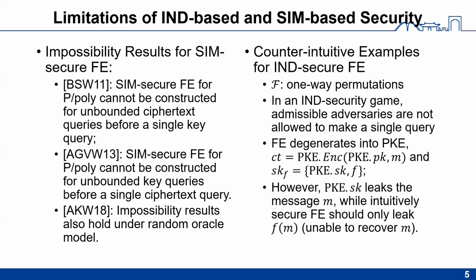Second, for IND security, the adversary is only allowed to query on f such that f(m0) equals f(m1). If f is a one-way permutation, then the adversary is not allowed to make any queries. Thus, the security definition for FE degenerates into that of PKE, which means that any single function key lacks the message m. However, for an intuitively secure FE, it should only leak f(m), which cannot be used to recover m.